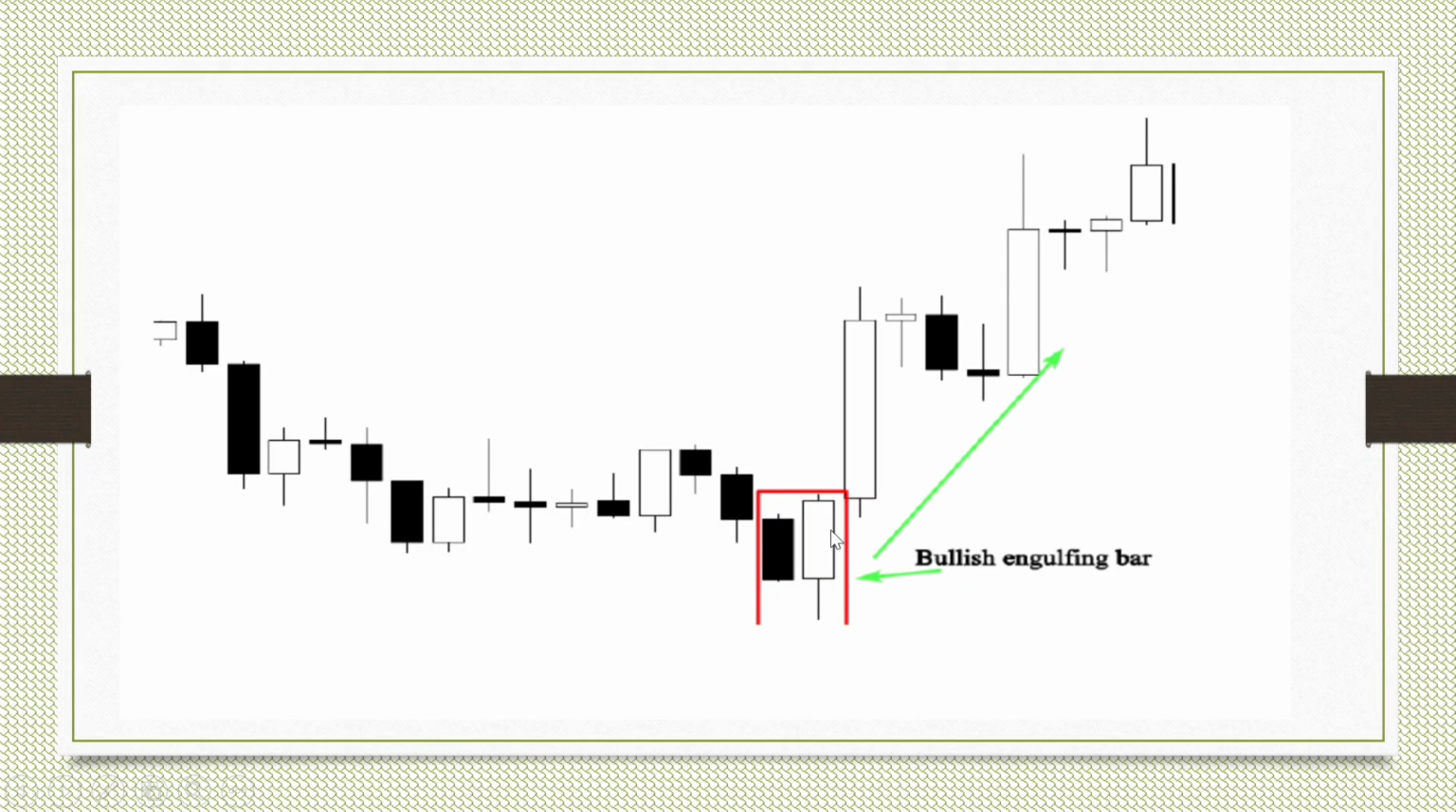The bulls gained momentum. They dominated the market. Now price started moving upward, right? So basically, this bullish engulfing candlestick, as it says, appears when price is in a downward move. It causes price to reverse to the upside. Okay, so that's it. Let's go on.